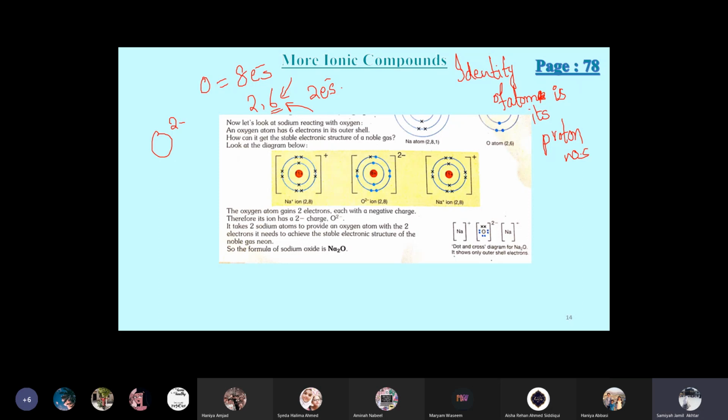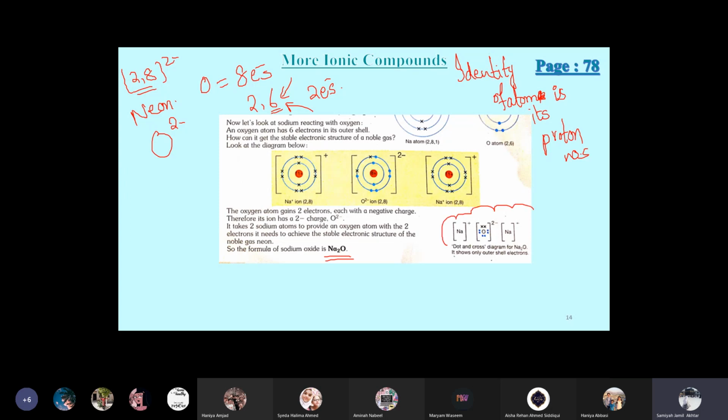It takes two sodium atoms to provide an oxygen atom with 2 electrons. It needs to achieve the stable electronic structure of a noble gas, neon. So after gaining the 2 electrons, it becomes 2, 8, and 2, 8 is the configuration of neon, a noble gas. So the formula of sodium oxide is Na2O because of 2 electrons.